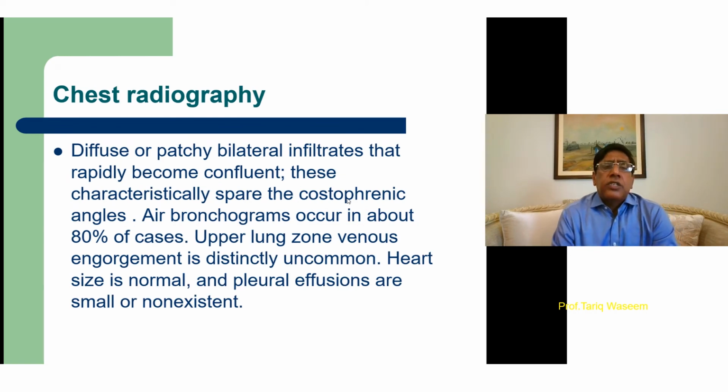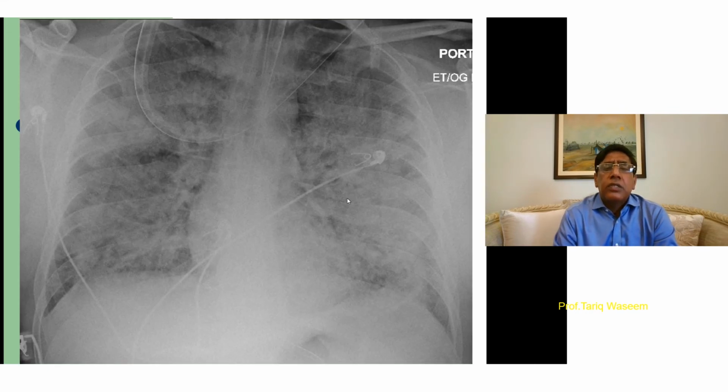The mainstay is chest radiography. This would show diffuse or patchy bilateral infiltrates. They rapidly become confluent, and characteristically spare the costophrenic angles. You may have air bronchograms, as we just showed in a few pictures earlier. Upper lung zone venous engorgement is distinctly uncommon. That is not seen, which is usually a feature of pulmonary edema developing as a result of heart failure. Heart size is normal, and pleural effusions usually are not there. This is what you usually get in a patient with very rapidly developing ARDS.